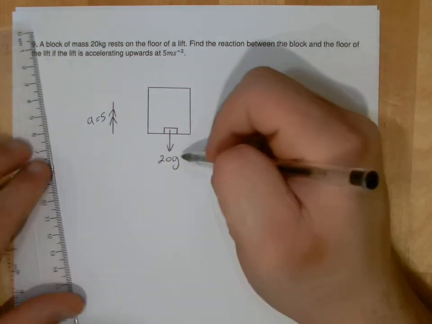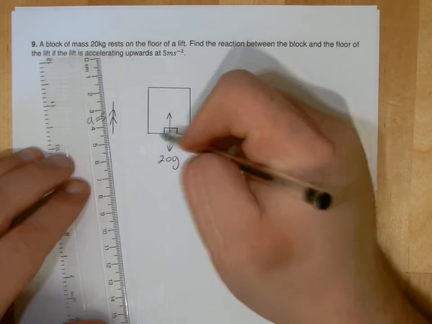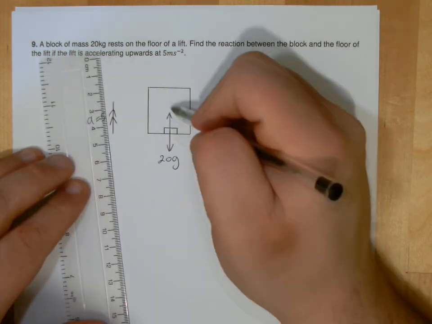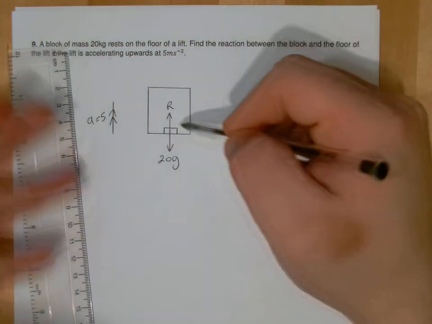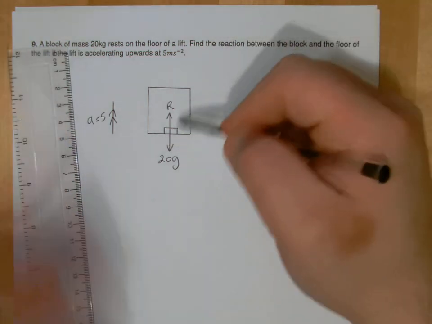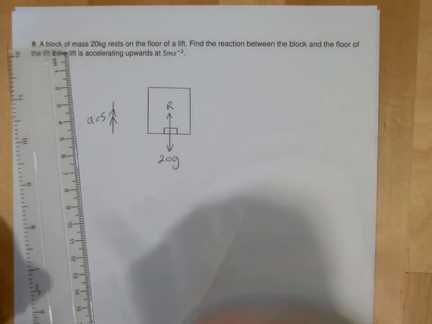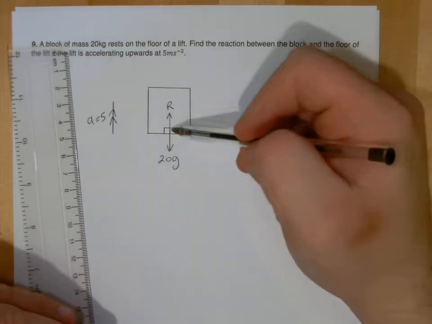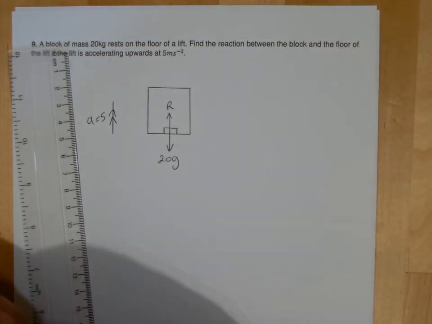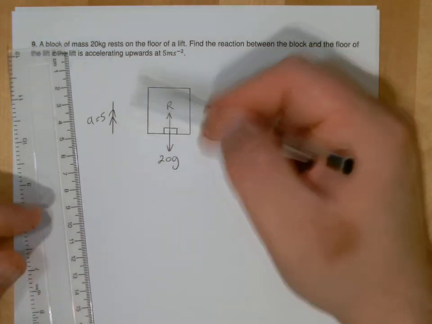So you've got the weight of that block, and the other force affecting it, of course, is the fact that the floor of the lift is supporting it. So there's a reaction there from the floor. If that floor wasn't supporting it, the block would just fall straight through, wouldn't it? But it isn't. It's sitting at the bottom of that lift, so it's supporting this block with that reaction force there. They're not going to be equal if the lift is accelerating.